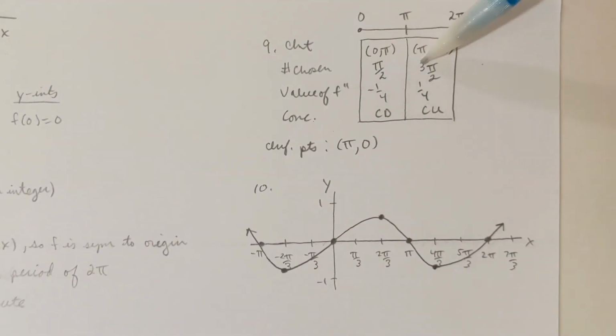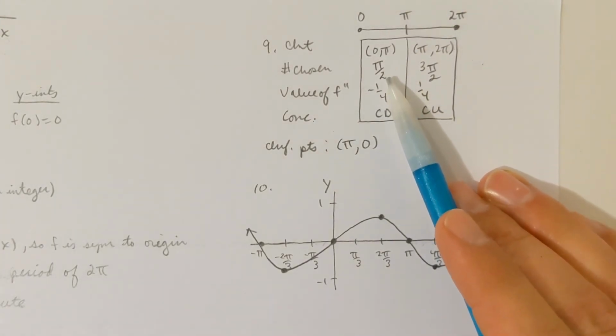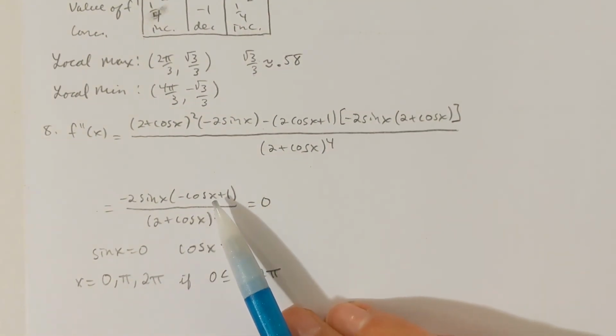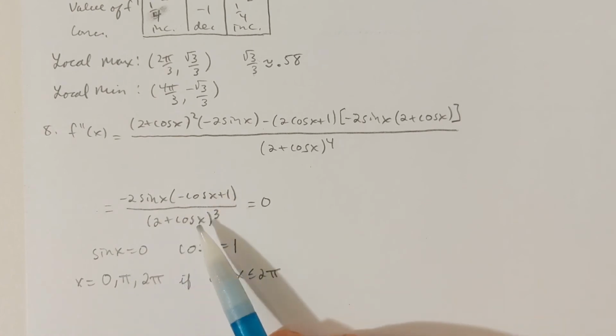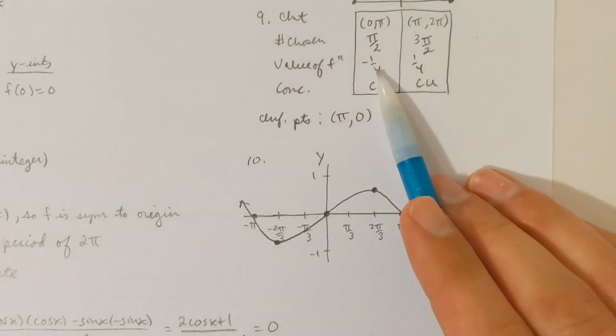And I'll select my test values and find the value of f double prime here. So in the first interval, if I were to let x be pi over 2, plug that into f double prime, cosine pi over 2 is 0. Sine of pi over 2 is 1. So you're going to have negative 2 times 1 is negative 2, divided by 2 cubed is 8. Negative 2 divided by 8 is negative 1/4.